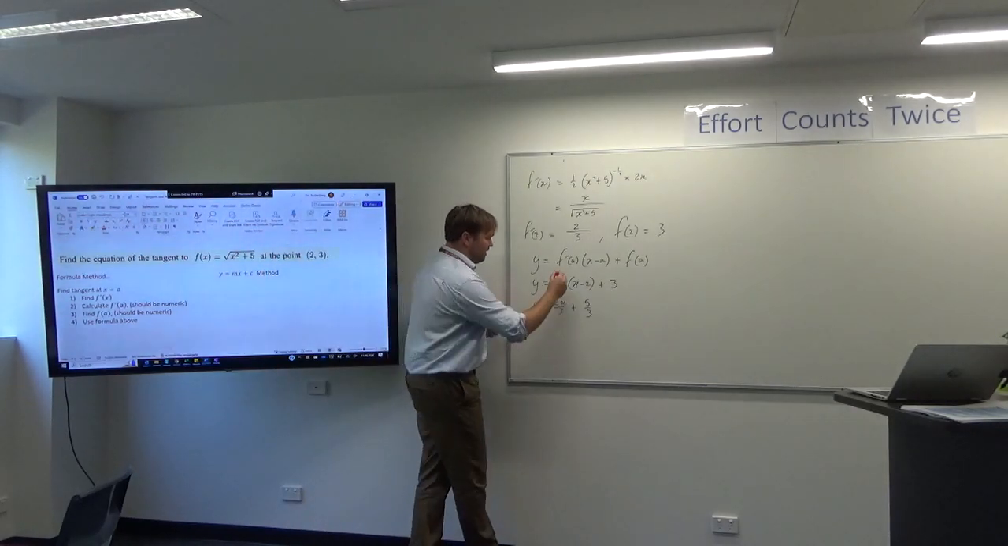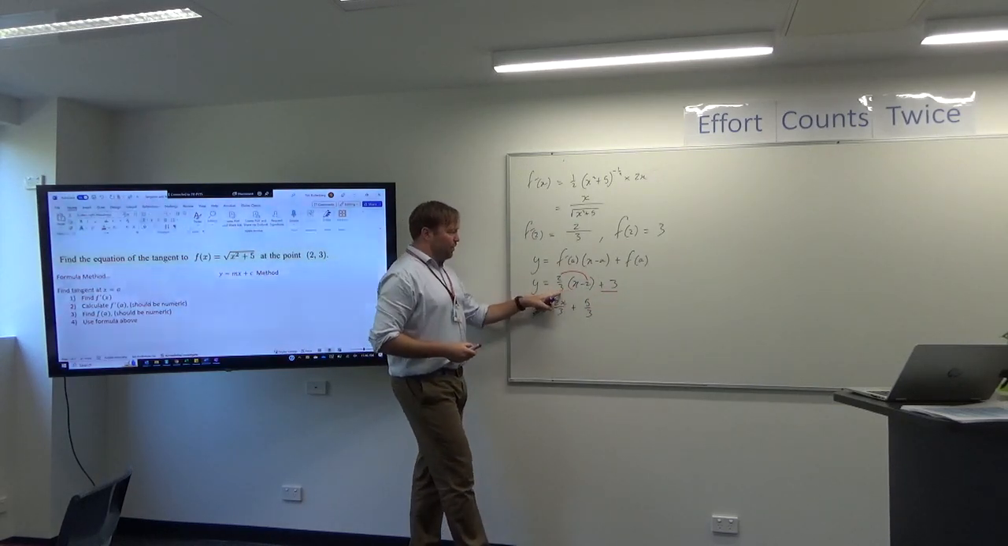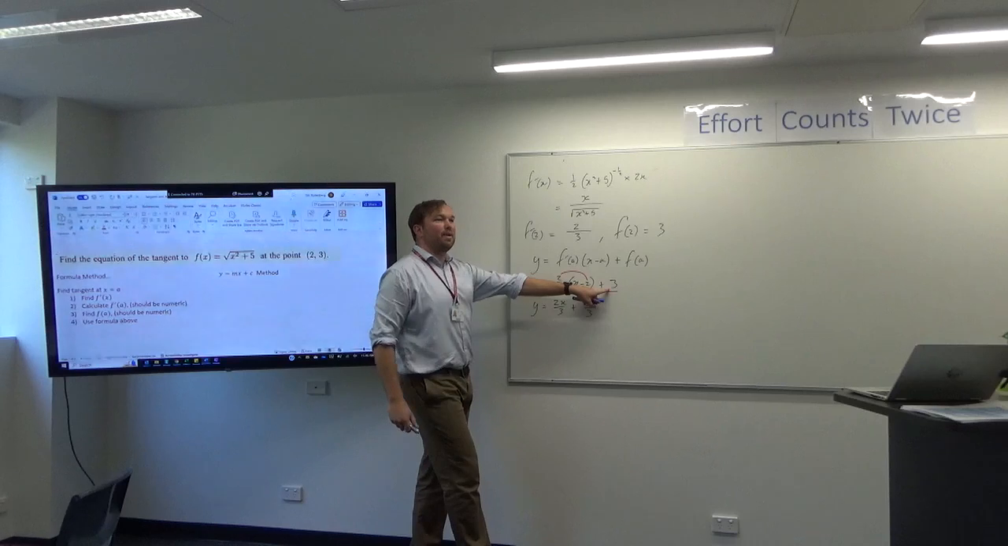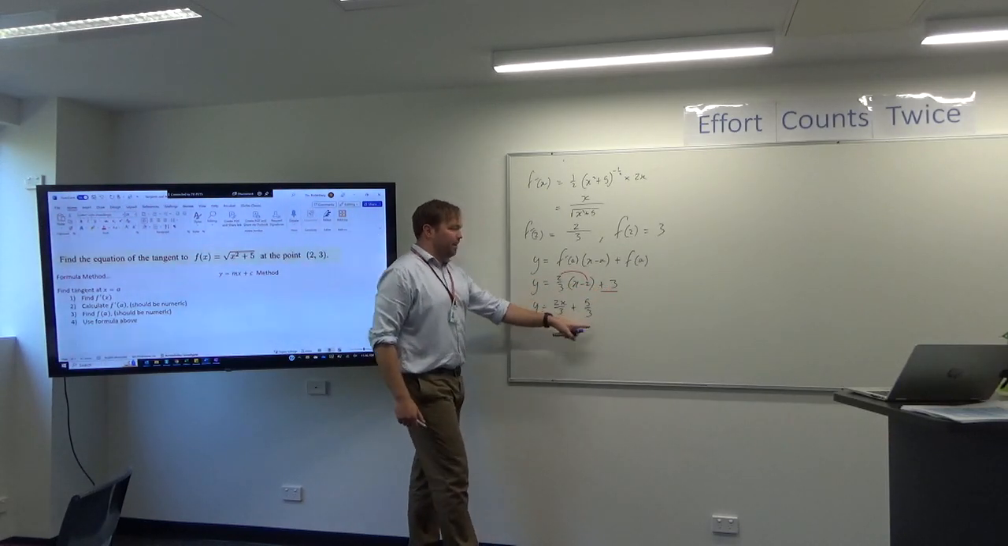That's this combining with that. So that's minus 4/3 plus 3, and 3 is really 9/3. So minus 4/3 plus 9/3 is 5/3.